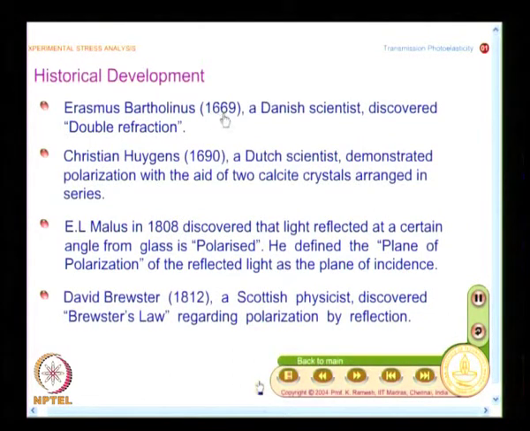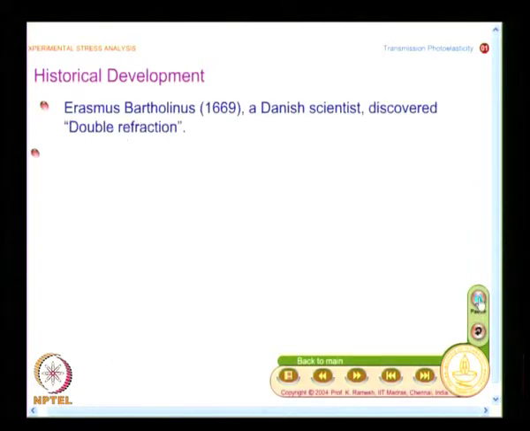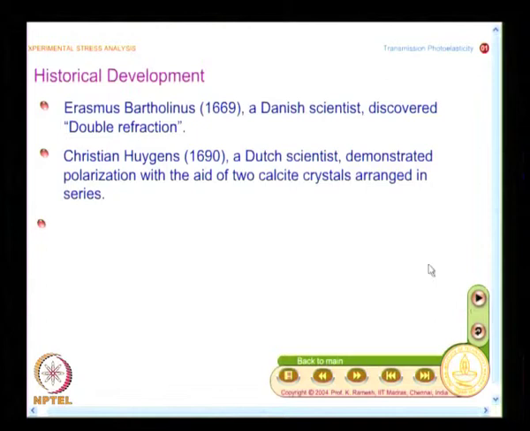See, we do all this quickly, and you have this double refraction, which was found out in 1669. Double refraction is the first concept. Then you have in 1690 Huygens, a Dutch scientist, who demonstrated polarization with the aid of two calcite crystals arranged in series. Then what you have?